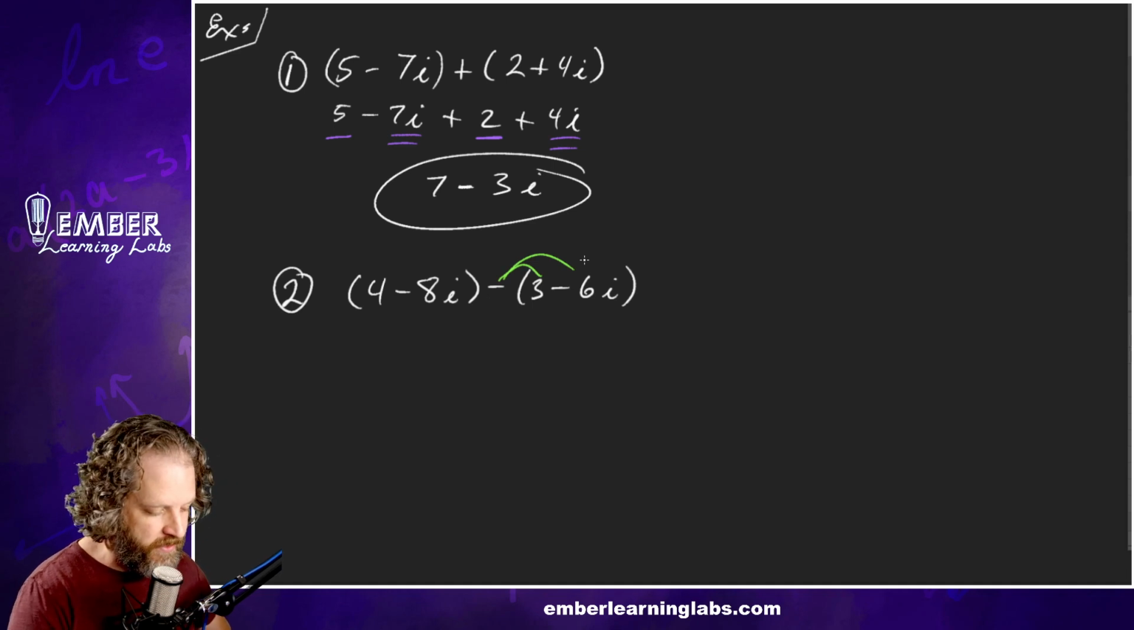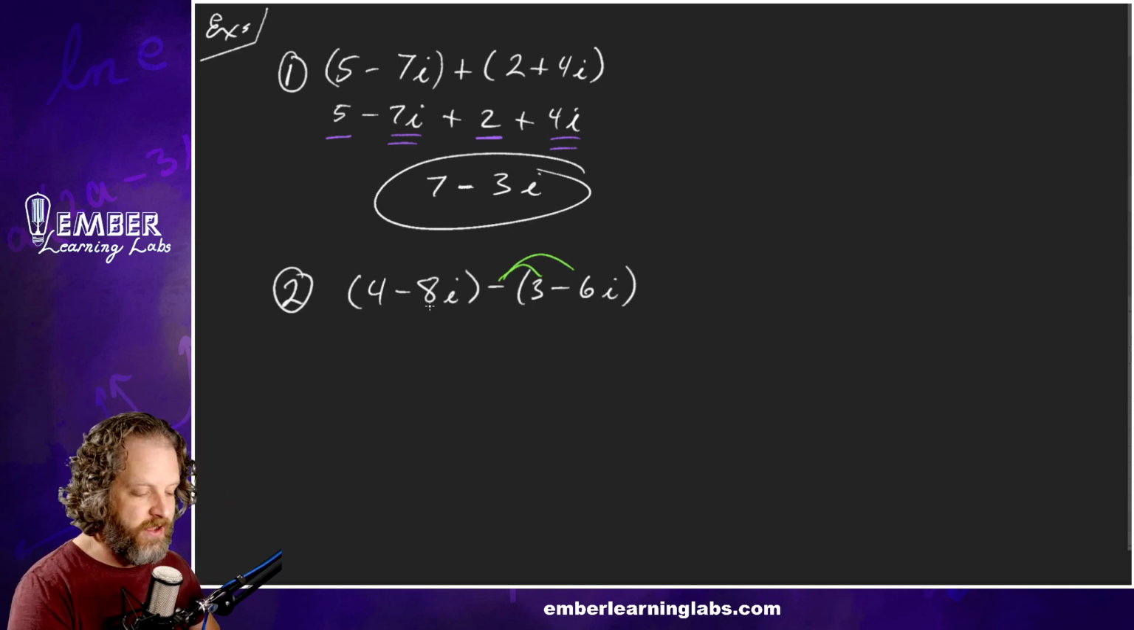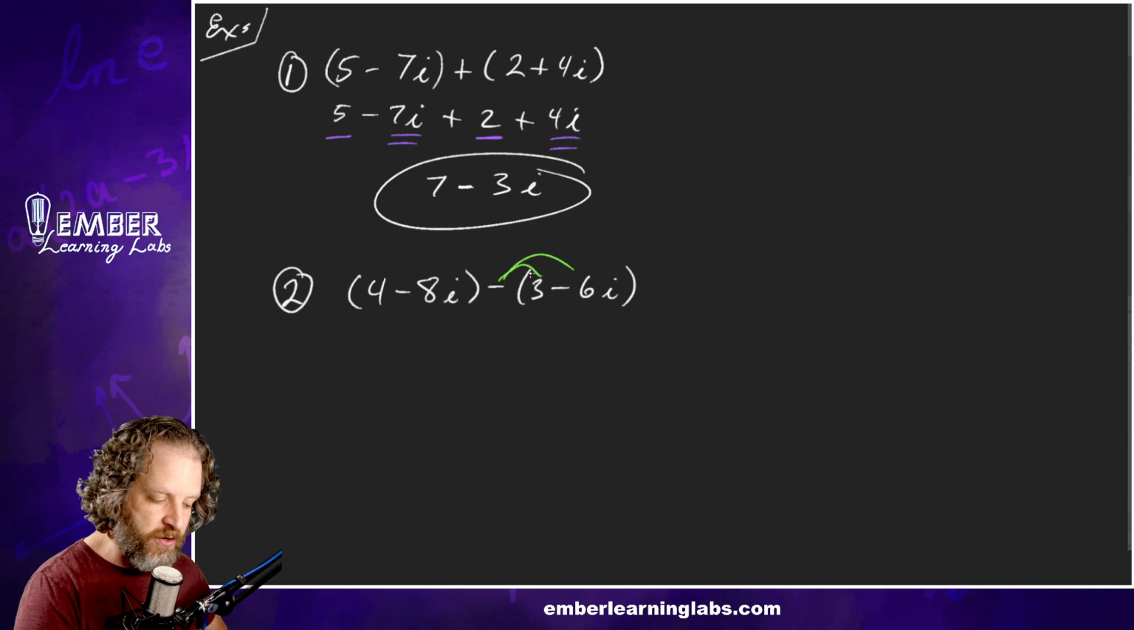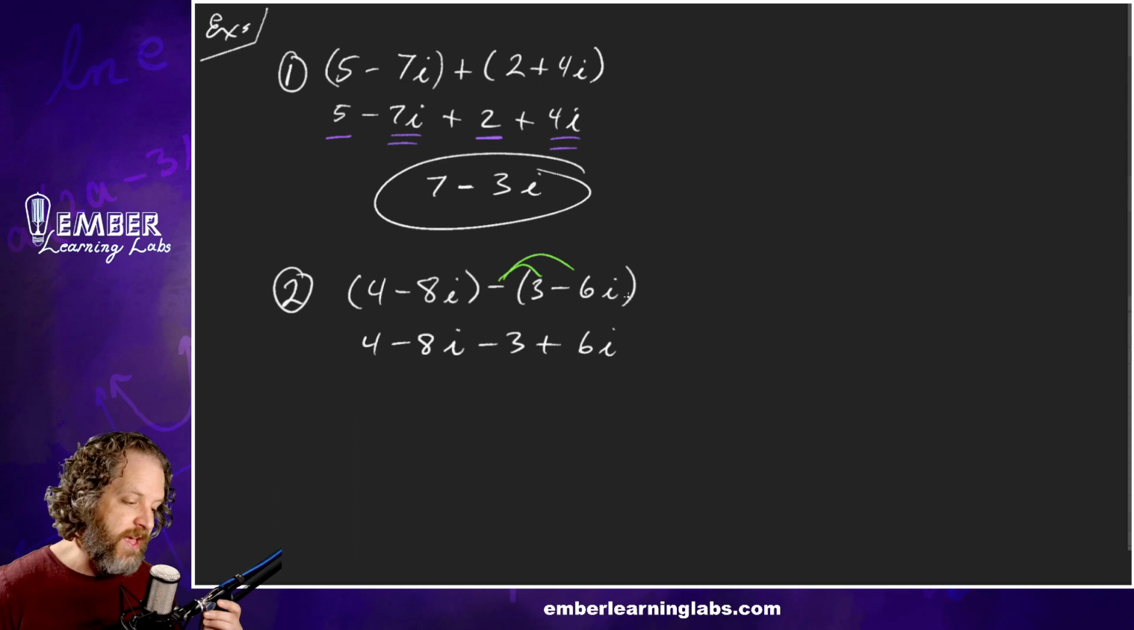That's very important. If you're going to make a mistake on a problem like this, this is where that mistake is going to happen, right here. Okay, so we got to make sure that you distribute that negative and don't just put it on the first one. That's an easy place to make a mistake. This first one, we're just going to turn it into 4 minus 8i. And then negative 3 plus 6i, because just distributing that negative flips those signs.